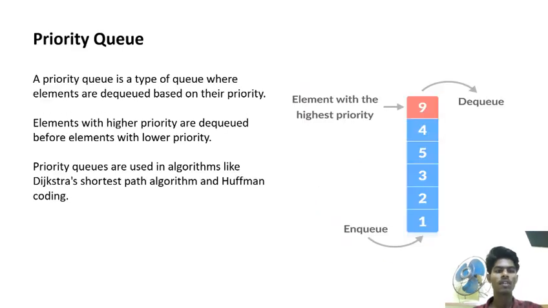Now we will discuss the priority queue. A priority queue is a type of queue where elements are dequeued based on their priority. Priority means selection, meaning high value. When we use a priority queue, elements are deleted from the highest priority to the lowest priority. Elements with higher priority are dequeued before elements with lower priority. Priority queues are used in algorithms like Dijkstra's shortest path algorithm and Huffman coding.